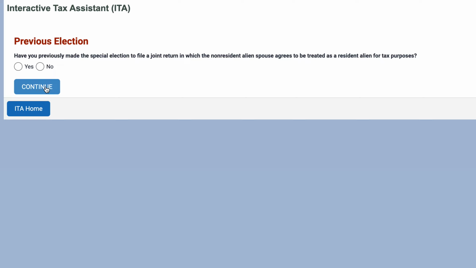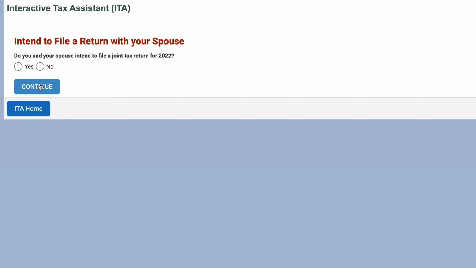So the first question is, have you previously made a special election to file a joint return in which the non-resident alien spouse agrees to be treated as a resident alien for tax purposes? So let's imagine that you previously have done that. Do you and your spouse intend to file a joint tax return for the tax year?